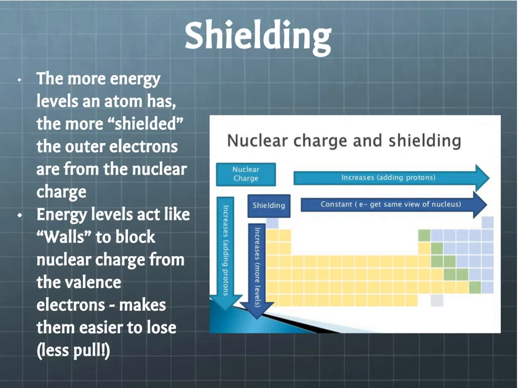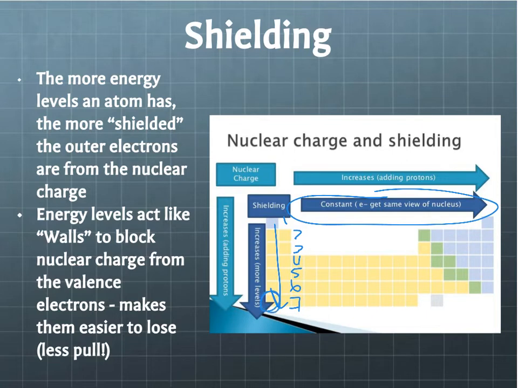Our shielding trend is on here in dark blue. Across the period, shielding is constant. It doesn't change. Shielding is constant, and that's because we have the same number of energy levels and the same number of shielding electrons all across the period. But down a group, each time we go down a group, here's 1, 2, 3, 4, 5, 6, 7, we get more energy levels, where francium right here has 7 energy levels and hydrogen here only has 1.